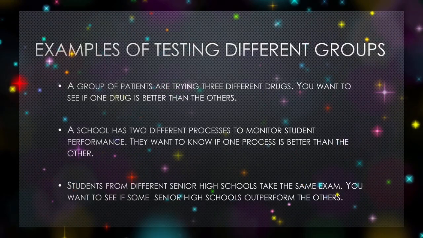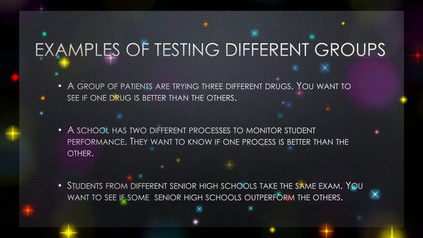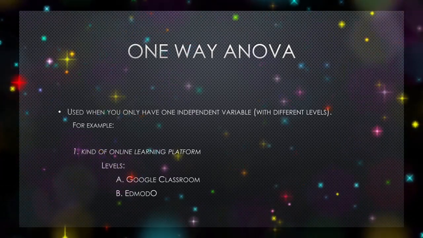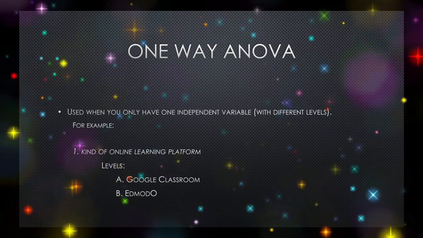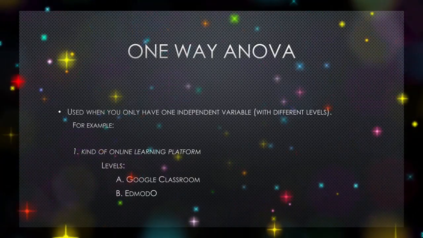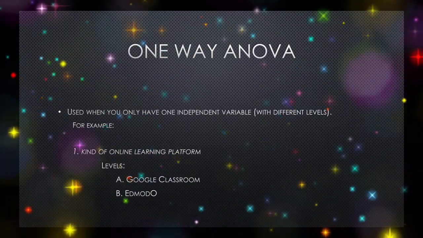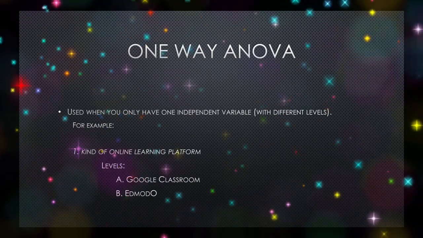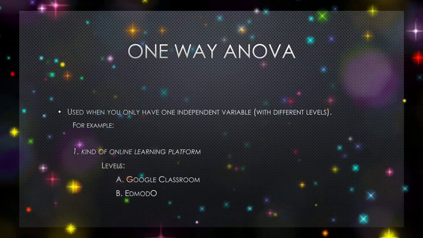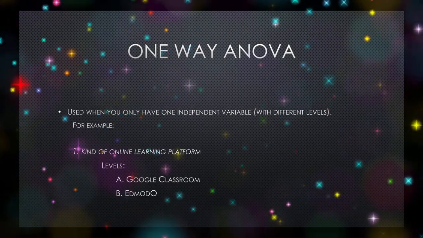So let's dive into what kinds of ANOVA tests there are, because there are more than one. Right. One-way ANOVA. You only use one-way ANOVA if you have only one independent variable in your study. In this example, I'm going to give you the independent variable is the kind of online learning platform. Okay, let's say you are studying the effects of the online learning platforms to students during this pandemic.